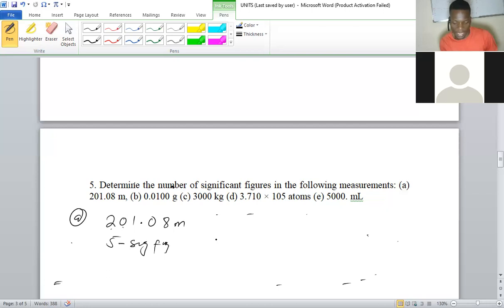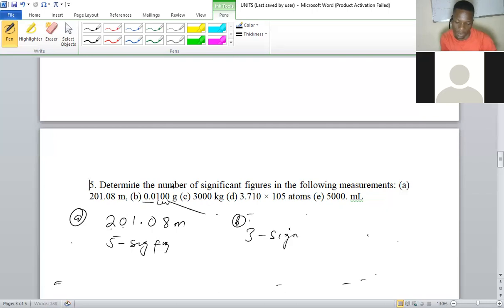Okay, and then we go to B. How many significant figures do we have in B? It's 3. Here we have 3 significant figures. These zeros are not significant, but these 100 are significant. So there we have 3 significant figures.